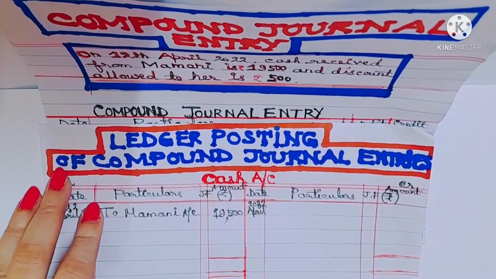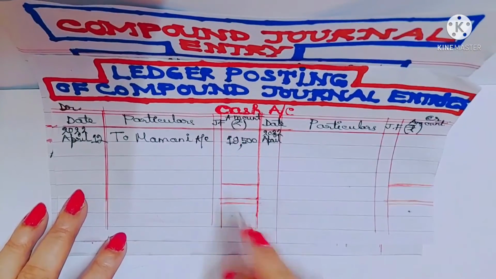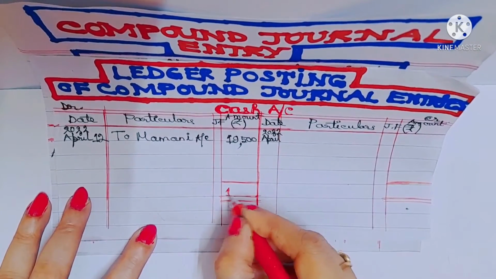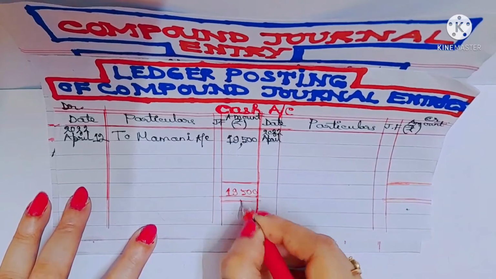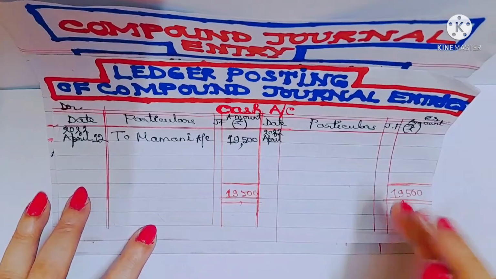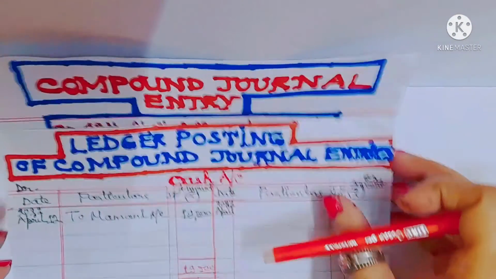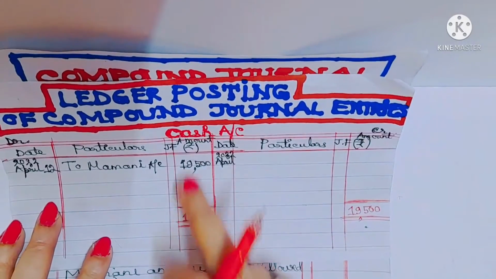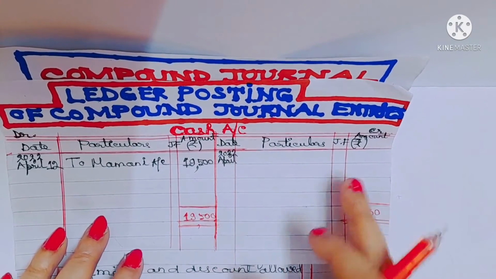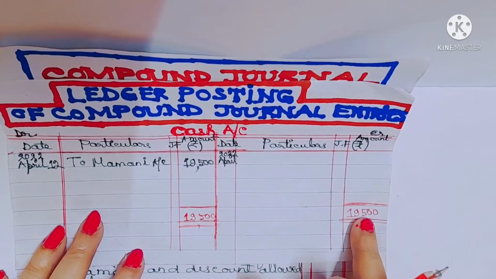Now we'll have to close the accounts. So which side is greater? Obviously the debit side. So we'll write the amount on both sides: 19,500. So which side is greater? The debit side has 19,500, so it is balanced, but on the credit side nothing has been written. So we have to write something to balance it, because on both sides we wrote 19,500.